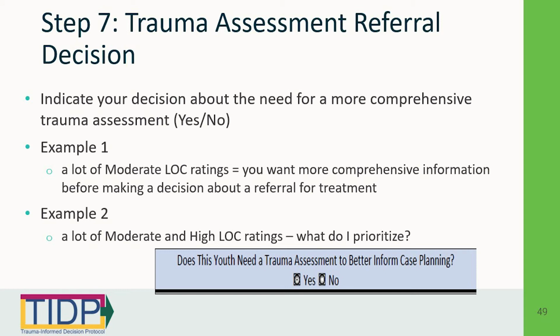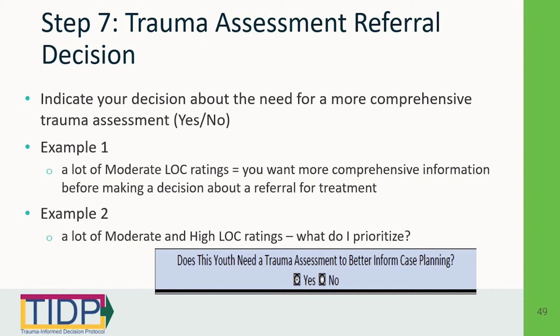Now, step number 7 is we plotted all of our information. We've made our level of concern ratings, and we've identified the types of strengths that we think might be evident as well. In step number 7, what you're going to do is just indicate your decision about whether you think that this youth needs a further trauma assessment and a referral for a further trauma assessment. And you're just going to indicate that as a yes/no decision.